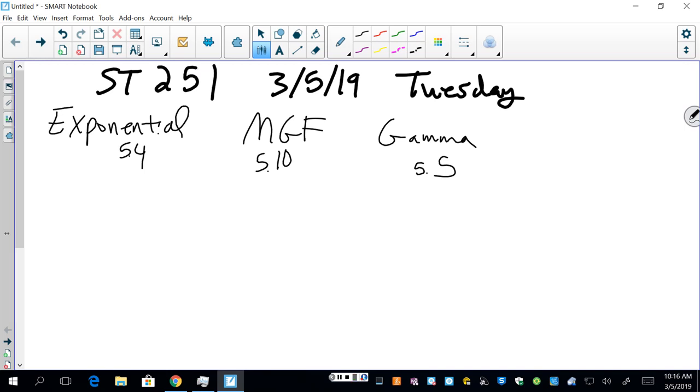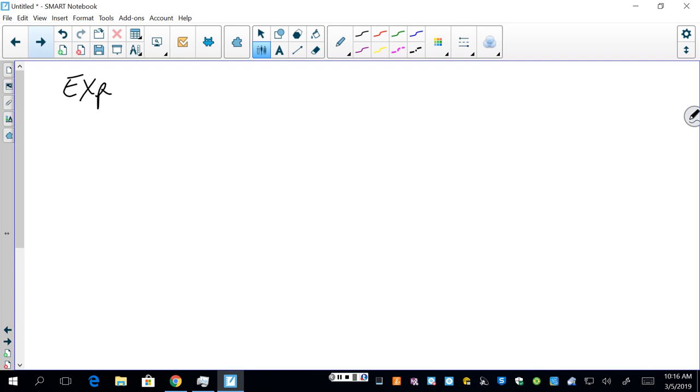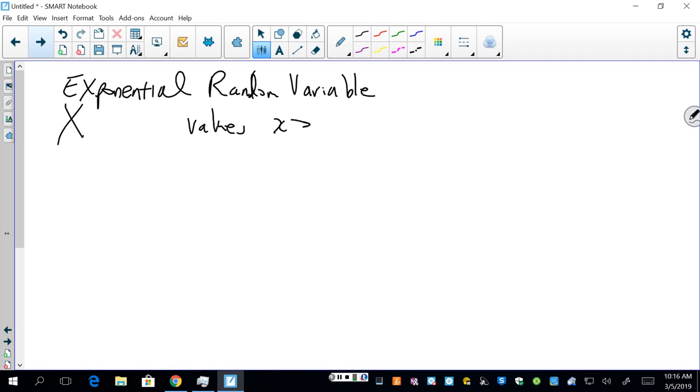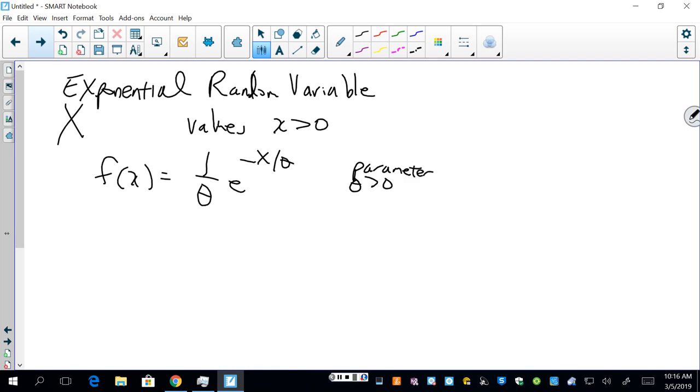Okay? So the exponential is a continuous random variable. X, the values that it can take on are positive, any numbers greater than 0. The probability density function, f of x, is related to a parameter: 1 over theta e to the negative x over theta in our book, where theta is some parameter greater than 0.